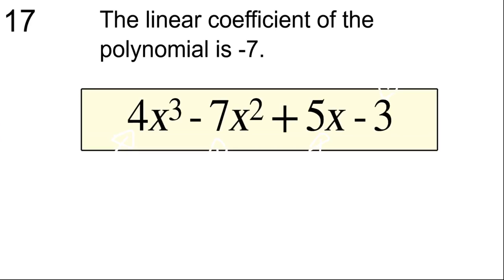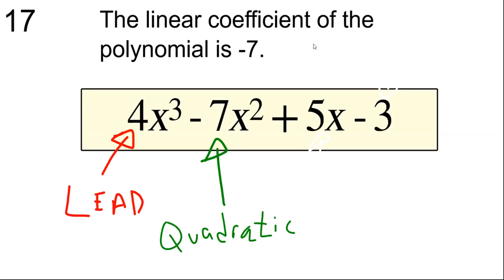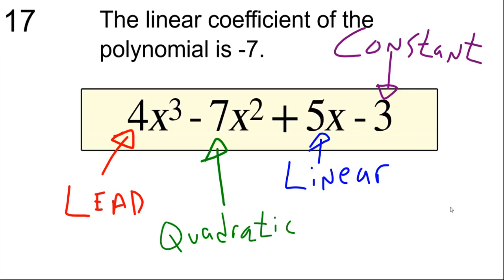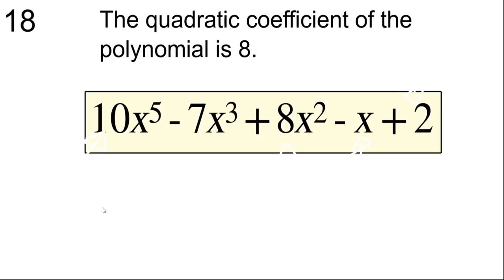Number 17 is true or false. The linear coefficient of the polynomial is negative 7. Let's put in all our names. The lead coefficient is 4. The quadratic coefficient is negative 7. The linear coefficient is 5. And the constant is negative 3. Number 17 is false.